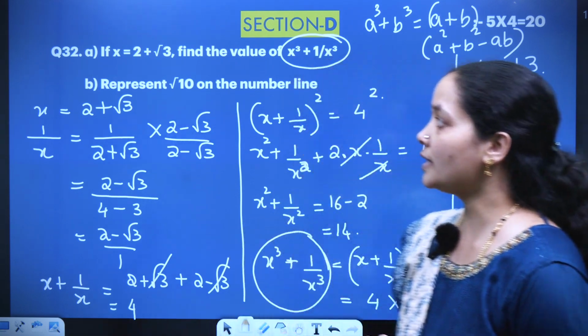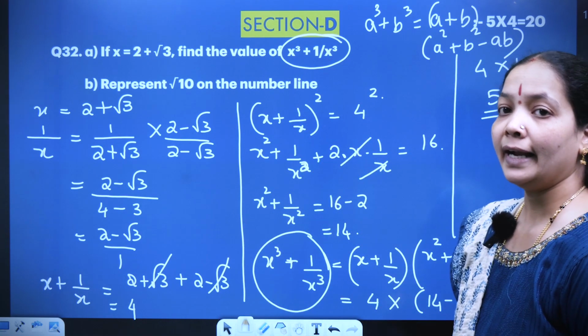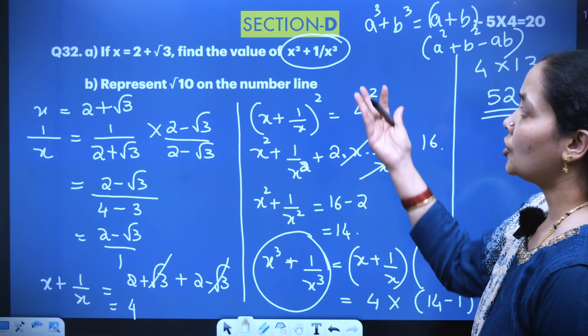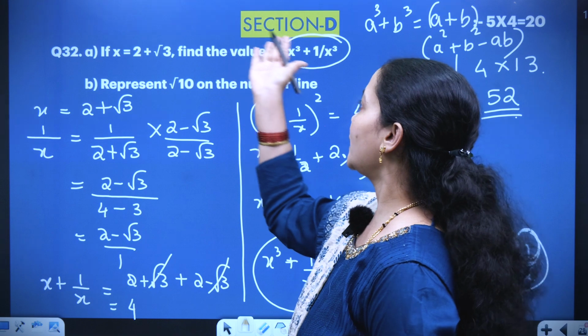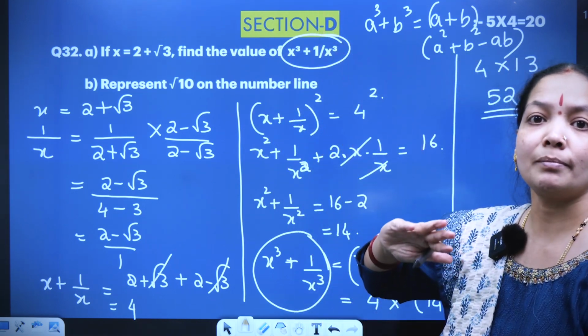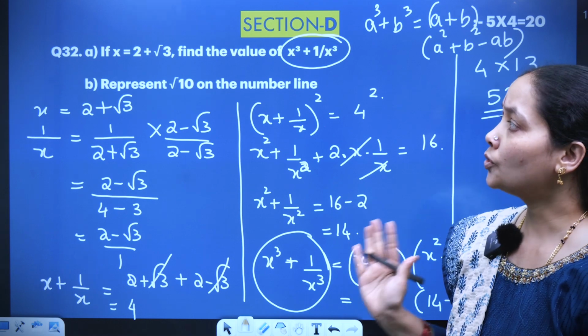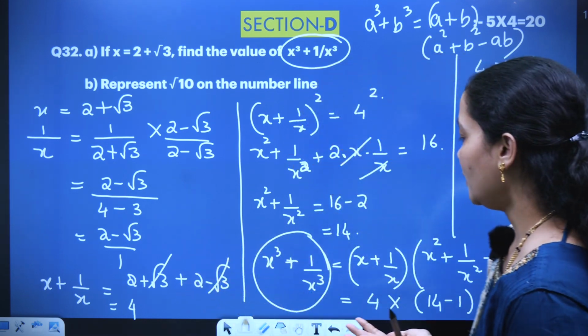Understood? So this is the 4 marker of 32A part which we have covered, and an important question. Most questions of this sort can be asked like this: x will be given, and you have to find the value of x square plus 1 by x square, x power 4 plus 1 by x power 4, and so on. So do practice on these types of questions, then we will move on to the next part.